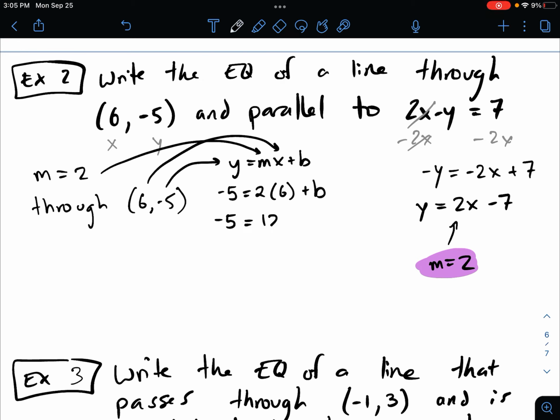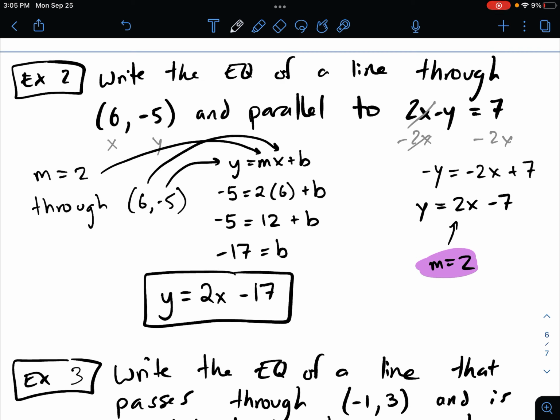I'm then going to simplify, so -5 equals 12 plus b. And then if I subtract 12 on both sides, we get -17 equals b. So what I can do for my final answer is say y equals 2x minus 17.